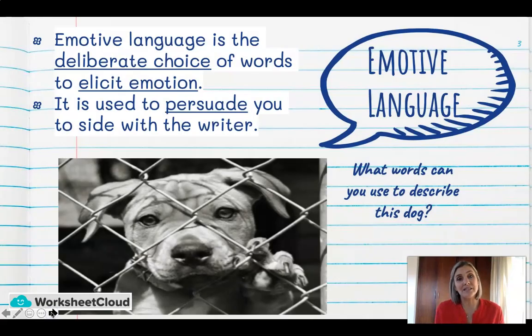So if we look at this slide, emotive language is a deliberate choice of words to get an emotion out of you, or to elicit an emotion. And it's used to persuade you to side with the writer or the author.